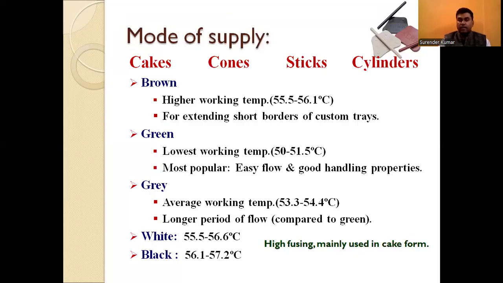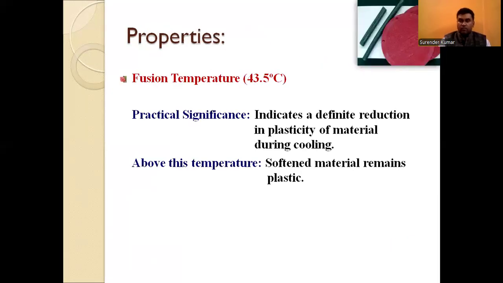There are green types, which have the lowest working temperature, that is around 50 to 51, and they are most popular because they have easy flow and good handling properties. There are gray compounds. They have average working temperature and they have a longer period of flow compared to the green. And there is white and black, which are high fusing, mainly used in the cake forms.